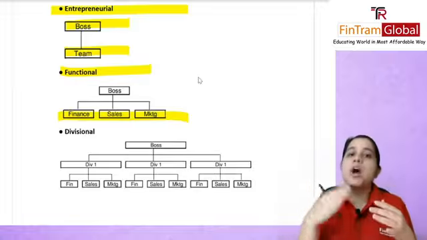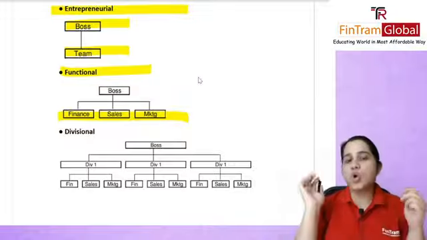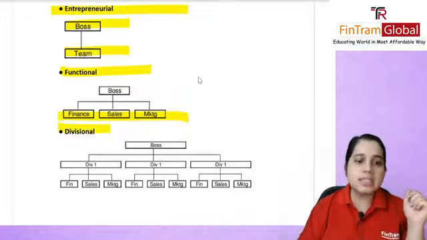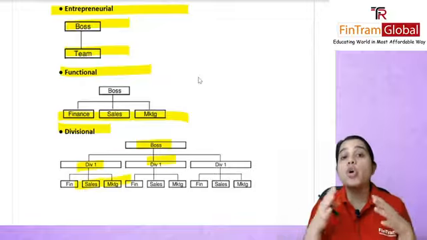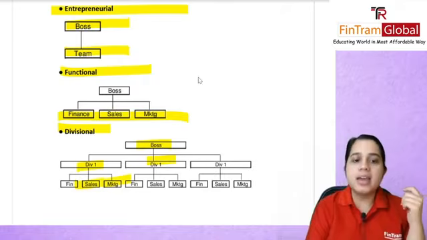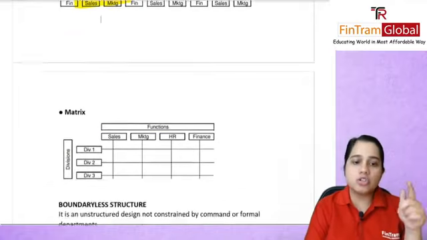Under these divisions, now you will have similar functions which we saw in the functional structure. So as you can see in this diagram, you have your boss, you have your different divisions, and each division has its own functional departments. So that was your divisional structure.